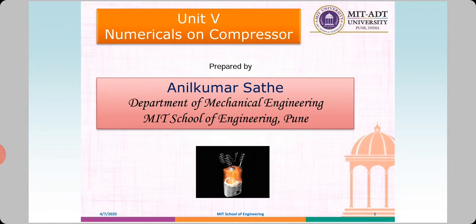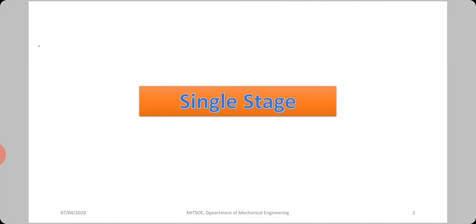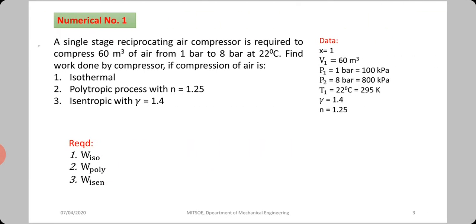Today we are going to start with numericals on compressor. We will divide these numericals into two parts. The first part is a single stage reciprocating air compressor. Now we'll start with numerical number 1.